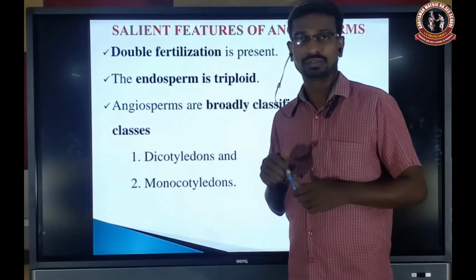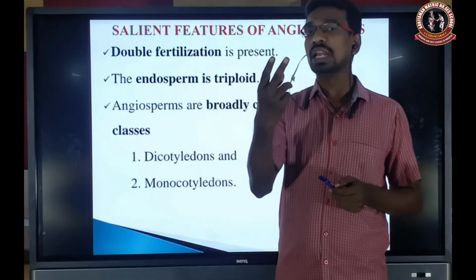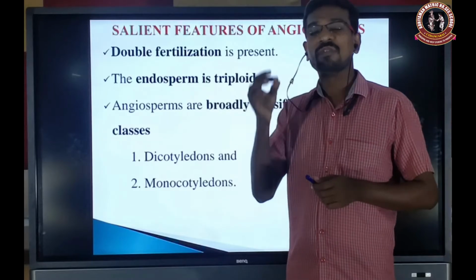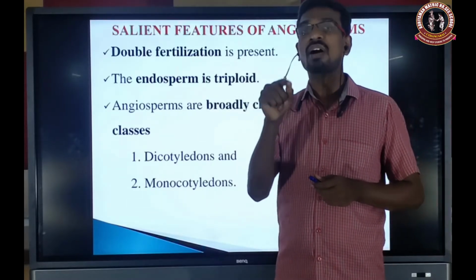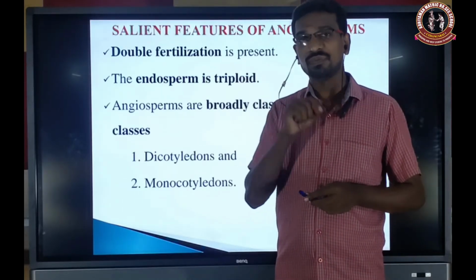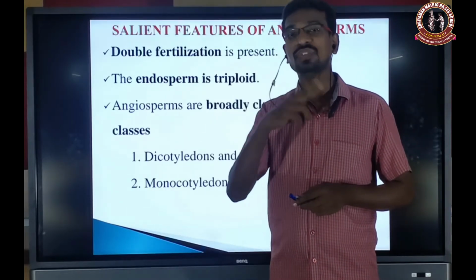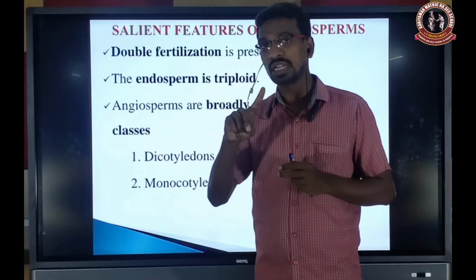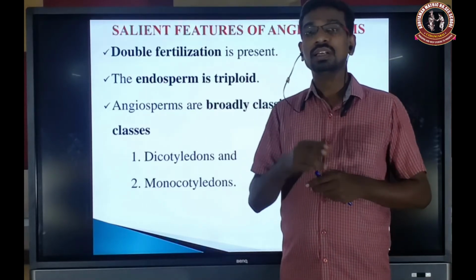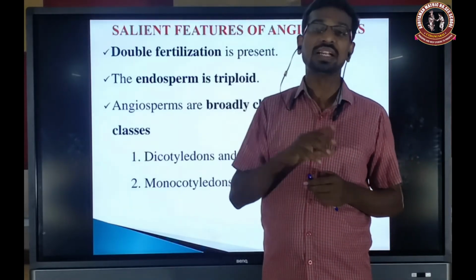Double fertilization is present. We already know what double fertilization is. The pollen tube carries two male gametes, the first male gamete and the second male gamete. The first male gamete fuses with the egg of the female gametophyte, and the second male gamete fuses with the polar nuclei or secondary nucleus. So there are two fertilizations. The first fertilization is between the first male gamete and the female gamete, the egg. The second fertilization occurs between the second male gamete and the polar nuclei or secondary nucleus.